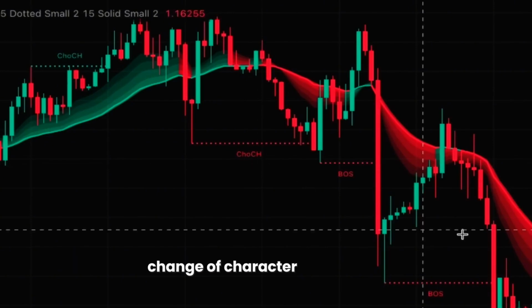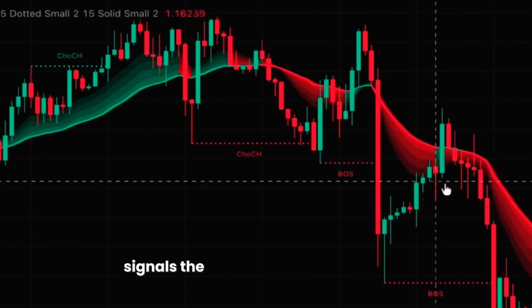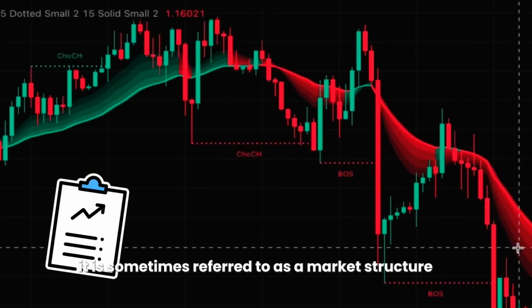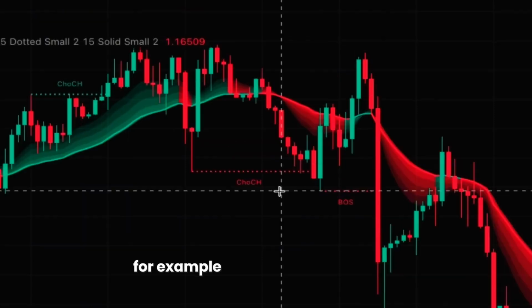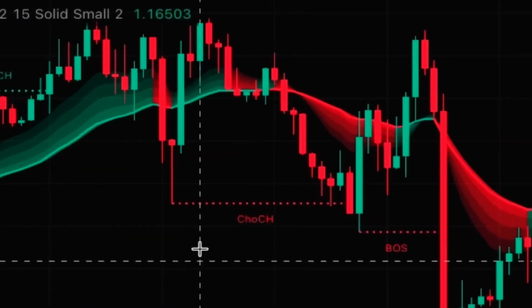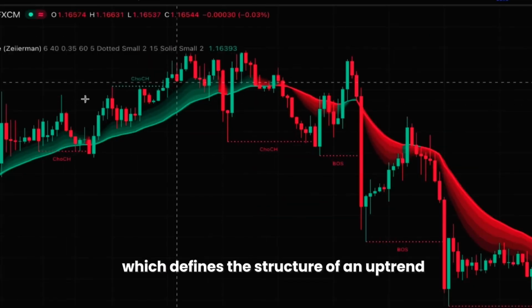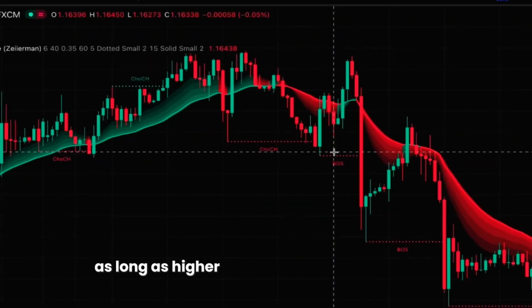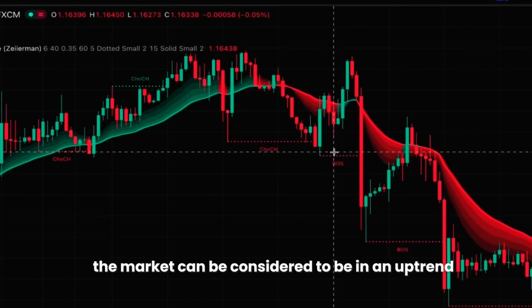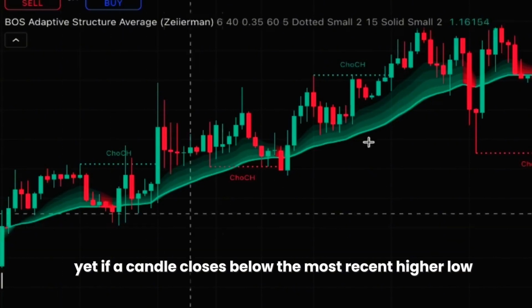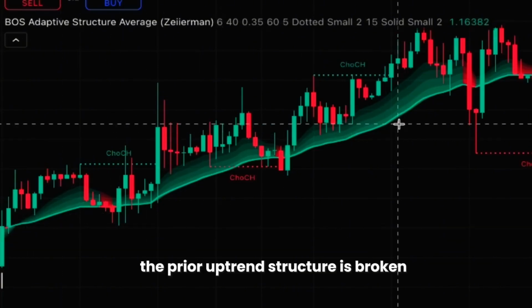Change of character, labeled CHoCH, signals the likely end of the current trend and the possible start of a new one. It is sometimes referred to as a market structure shift. For example, in this section of the chart, price forms higher highs and higher lows, which defines the structure of an uptrend. As long as higher highs and higher lows continue, the market can be considered to be in an uptrend. Yet, if a candle closes below the most recent higher low, the prior uptrend structure is broken.